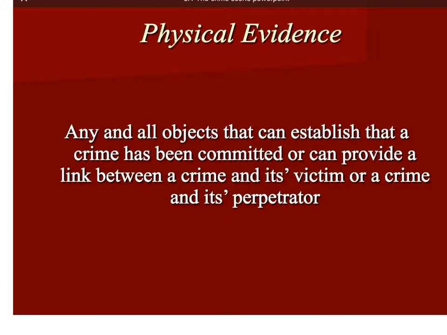Alright, first type of evidence, the main evidence that we're going to look at is called physical evidence. And physical evidence is any and all objects that could establish a crime has been committed or could provide a link between the crime and its victim or a crime and its perpetrator. A lot of evidence might say how someone died, other evidence might say who did it.